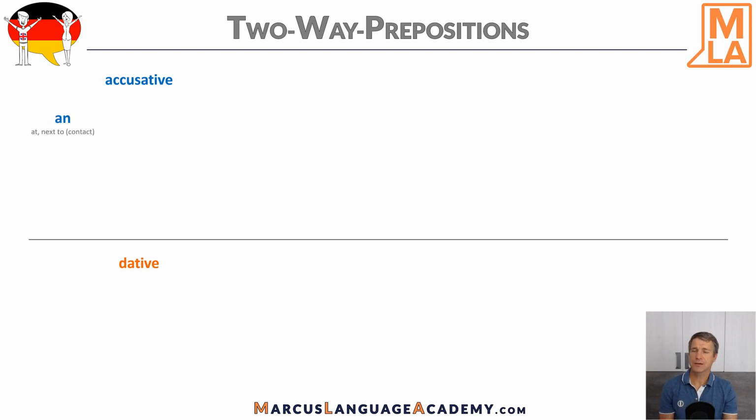It's really interesting to understand that for a preposition it's sometimes hard to give one single word as a translation, because in different languages sometimes we use different prepositions. So our first preposition here is an, and the translation is at or next to. No, it could be both.